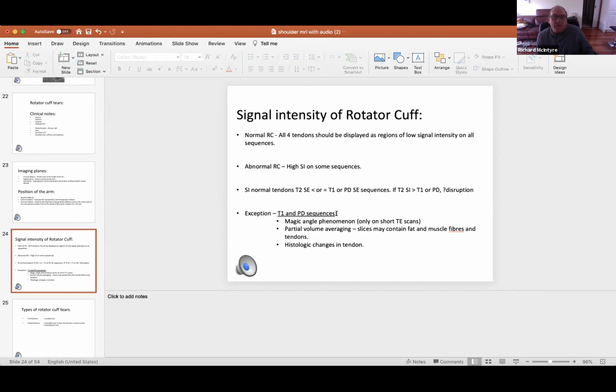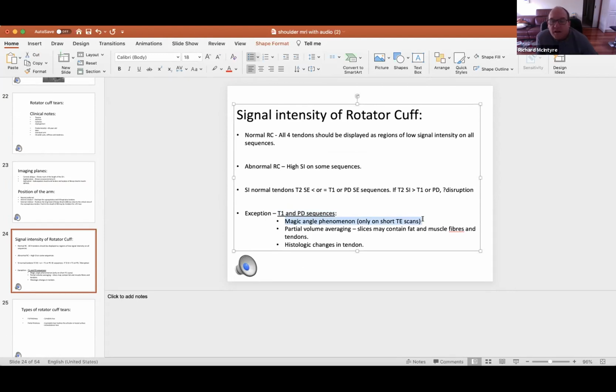If you see it on T1 and proton density sequence images, then there's a chance it's a magic angle phenomenon. The protons have rephased very quickly, so short TE scans. There's a chance that it's partial voluming, or there's a chance that it's histologic changes in the tendon. We'll talk about that a little bit later, but that's what we class as tendinosis. That's a change or interruption in the cells in the tendons.